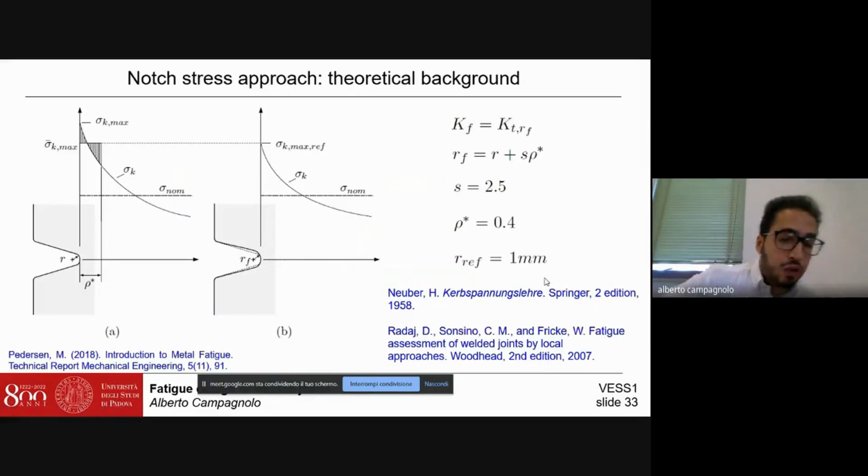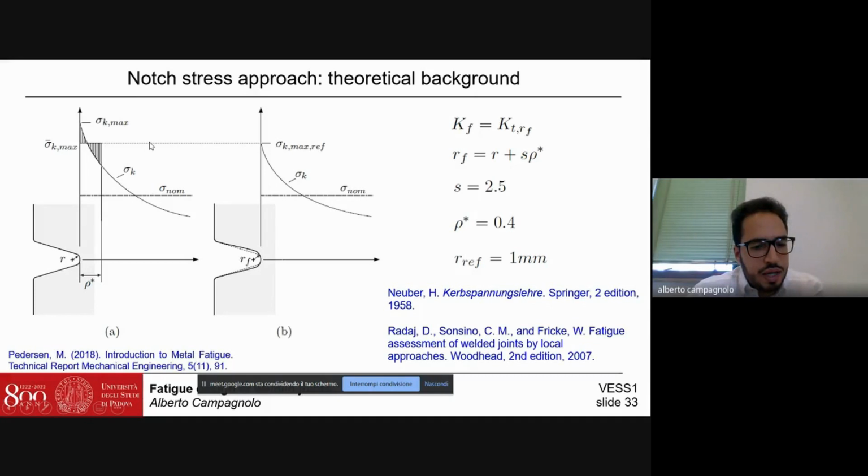A brief introduction of the theoretical background of the notch stress approach. We can consider a notched component. This is the notch with the actual radius equal to R, and this is the typical notch stress distribution of the considered notch. Neuber first of all observed that the fatigue life of this notched component was not well correlated to the peak stresses calculated exactly at the notch tip, so that this sigma k maximum was not a good parameter to correlate the fatigue life of this component.